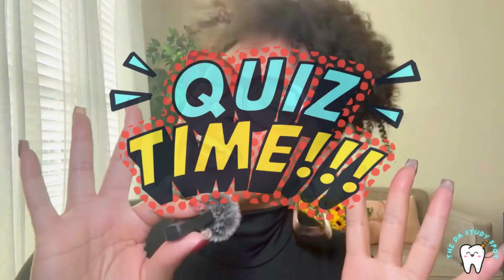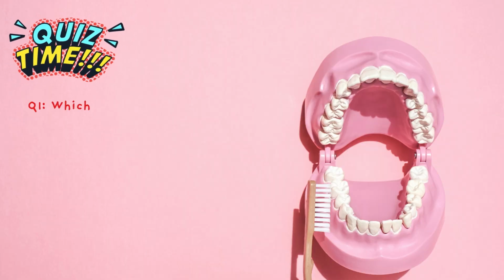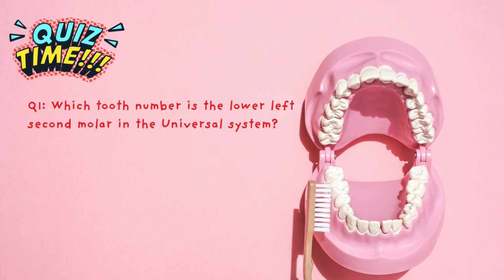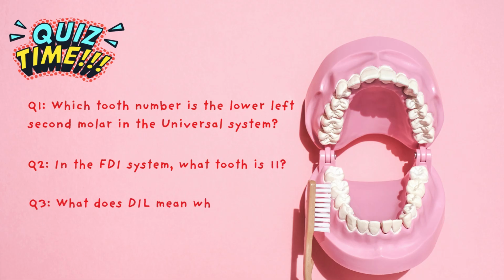All right, y'all. Now that we are completed with that, let's test your memory real quick with the pop quiz. Number 1. Which tooth number is the lower left second molar in the universal system? Number 2. In the FDI system, what tooth is number 11? Number 3. What does DIL mean when charting a filling?